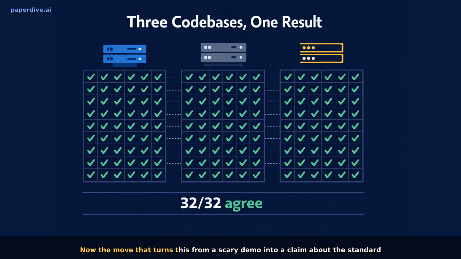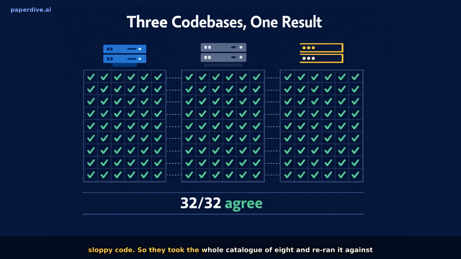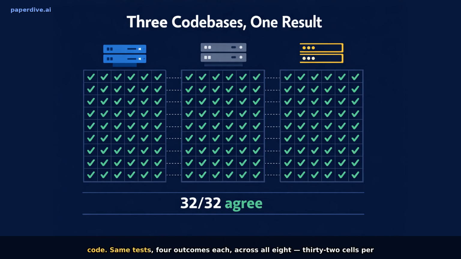Now the move that turns this from a scary demo into a claim about the standard itself. A single vulnerable app proves nothing general. Maybe one team wrote sloppy code. So they took the whole catalog of 8 and reran it against 3 independently developed server libraries that share no tool management code. Same tests, 4 outcomes each across all 8. 32 cells per library.